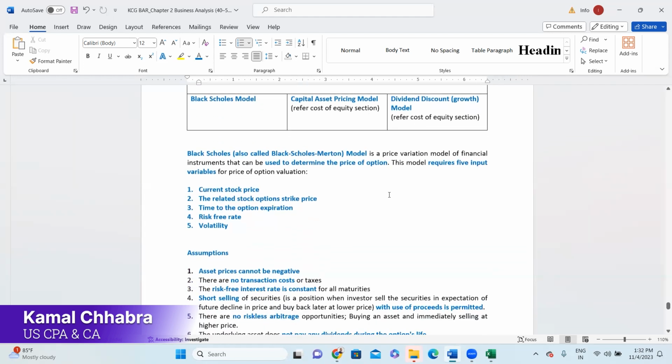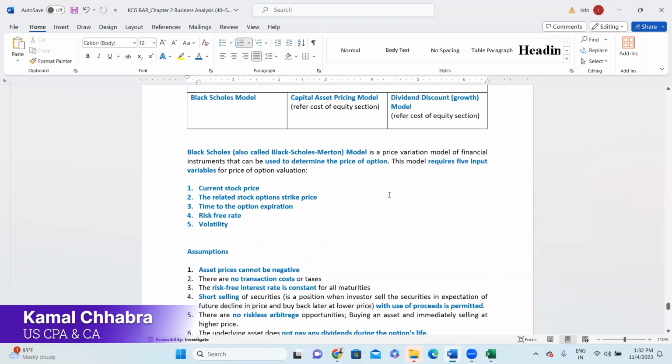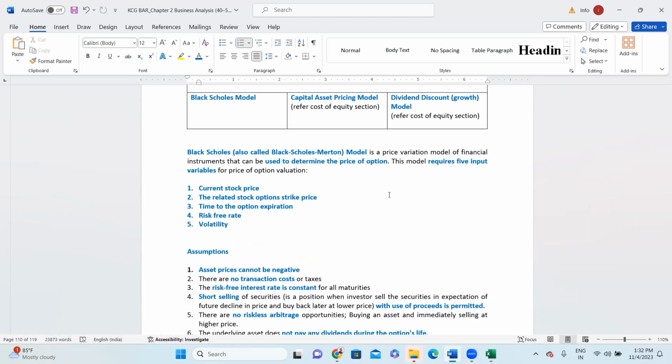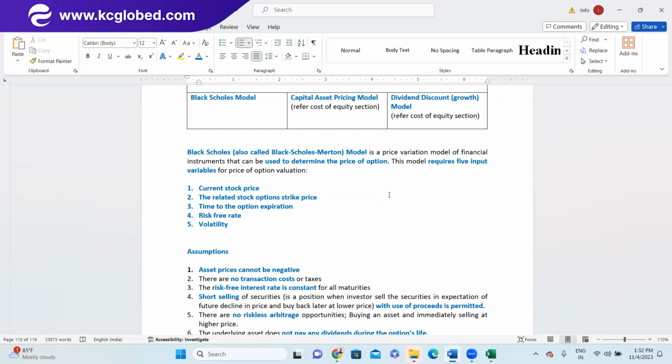So the Black-Scholes model is also called the Black-Scholes-Merton model. This is a price variation model of financial instruments that can be used to determine the pricing of options. So when you need to calculate the pricing of a call option or put option, then you'll be using the Black-Scholes model, right? The model requires 5 input variables for the pricing of options.